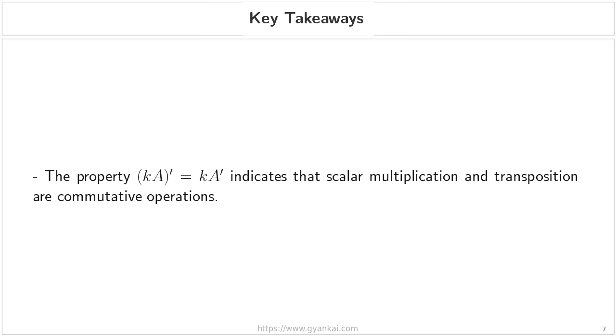Key takeaways. First, the property that the transpose of k times A equals k times the transpose of A indicates that scalar multiplication and transposition are commutative operations. In simpler terms, as we demonstrated in our step-by-step example and the real-world analogy, the order in which you perform these 2 operations does not change the final result.